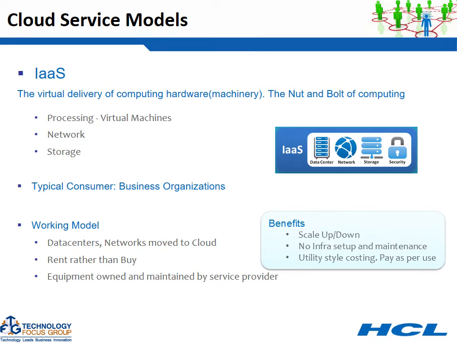We will now see the three cloud service models in detail. The first one is IaaS, which is infrastructure as a service. It is the virtual delivery of computing hardware, basically the nuts and bolts of computing. It includes the processing power, we can say it as virtual machines, and the storage area and the network. The virtual machine means that it's not an actual physical machine but behaves like a physical machine. It gets its bit of power from a huge shared system.